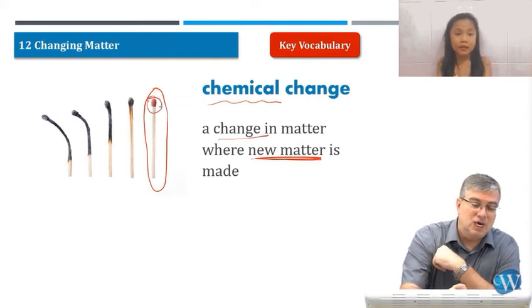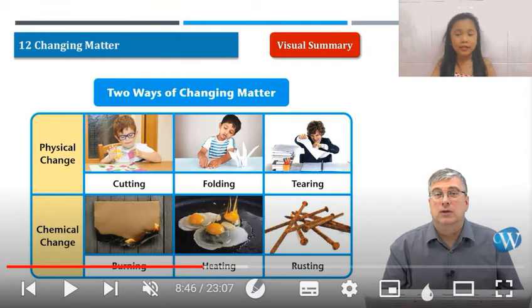So from a red part and then it becomes dark, right? Well, it has changed. Okay, so let's look at a chart here. What do we have? We have two ways of changing matter. First is physical change.